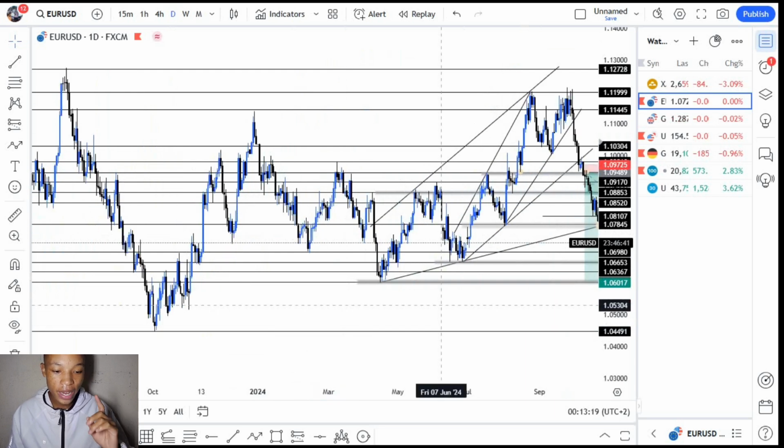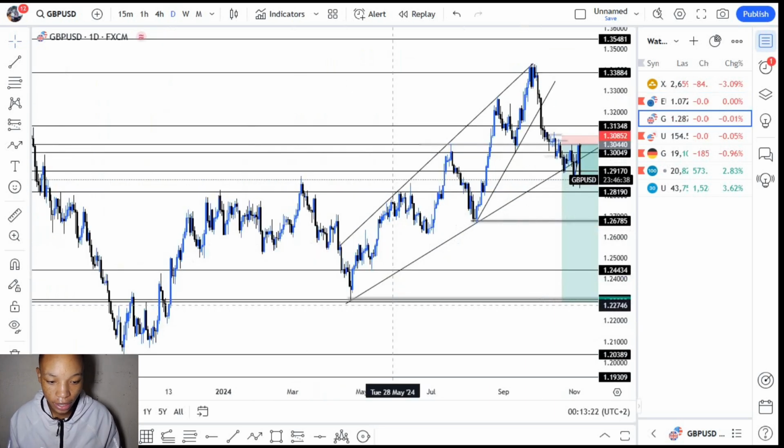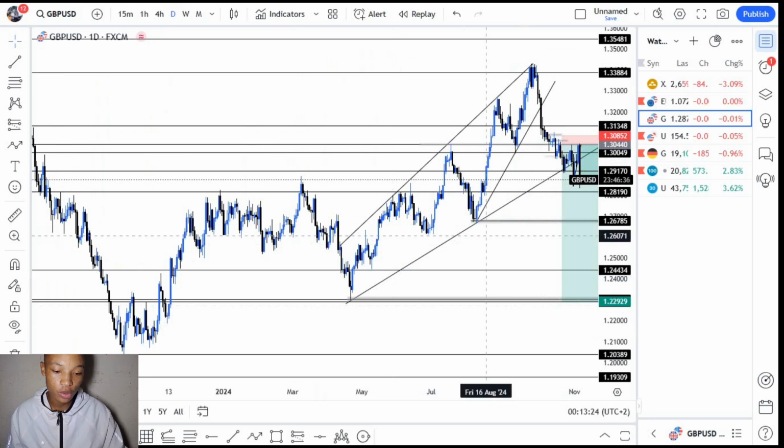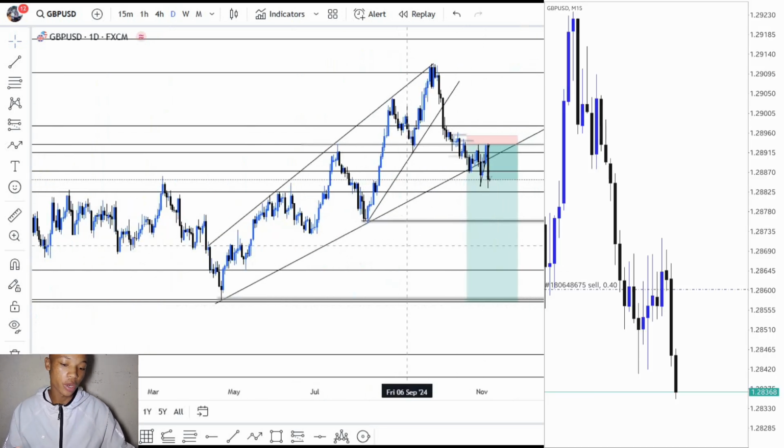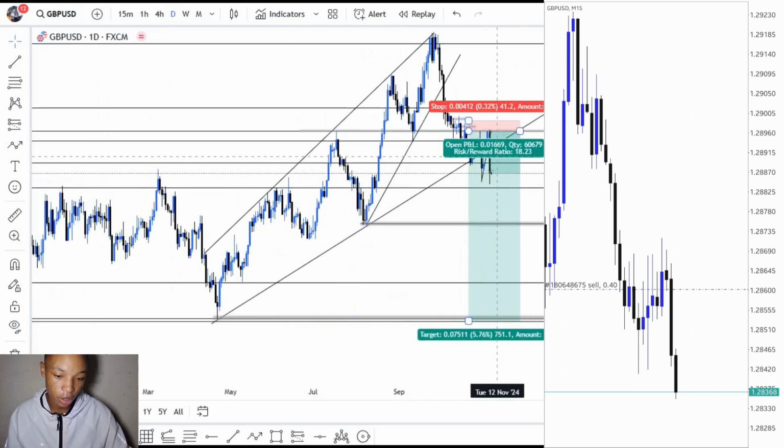Okay, and then GBPUSD. On GBPUSD, also this one we just melt. So I recently entered this one. We'll just see where it's going to go, because we recently got a breakout. This was just a retest.